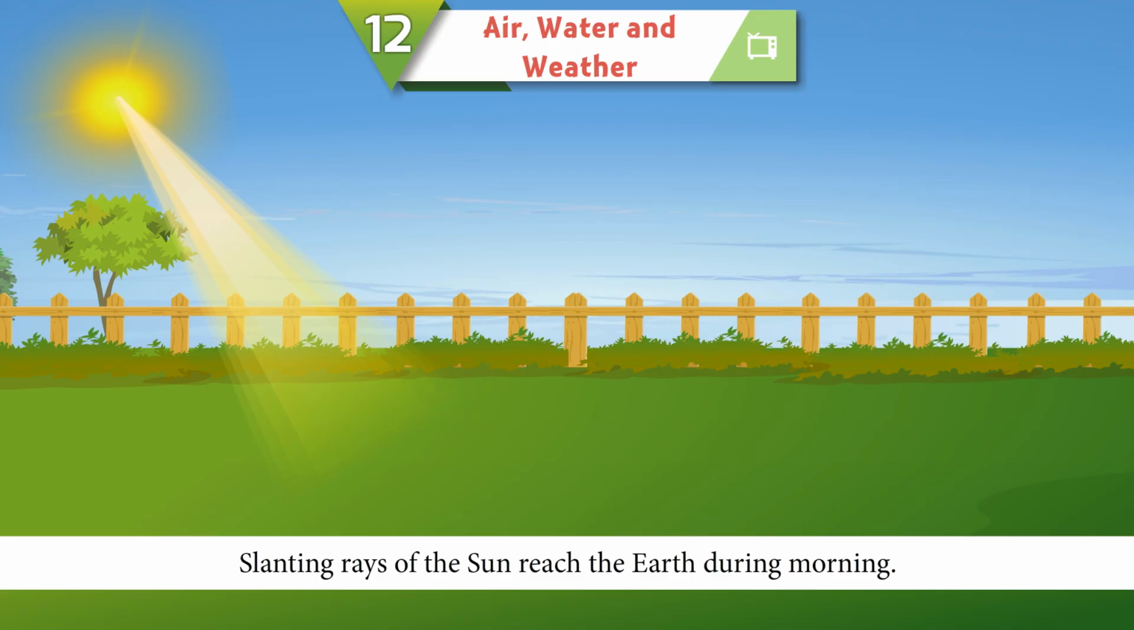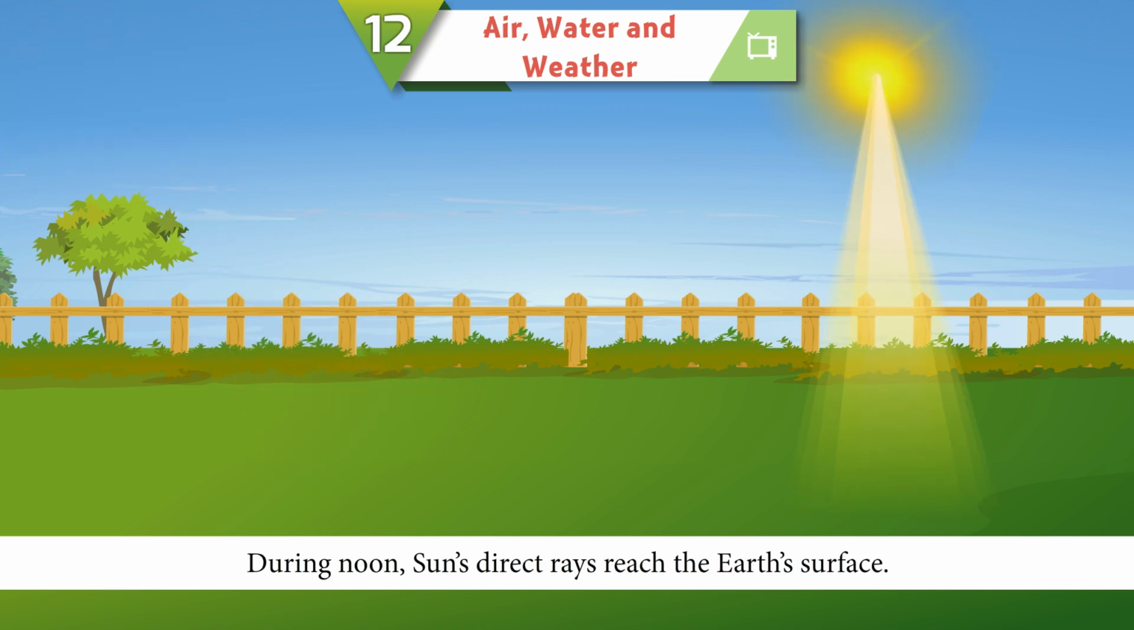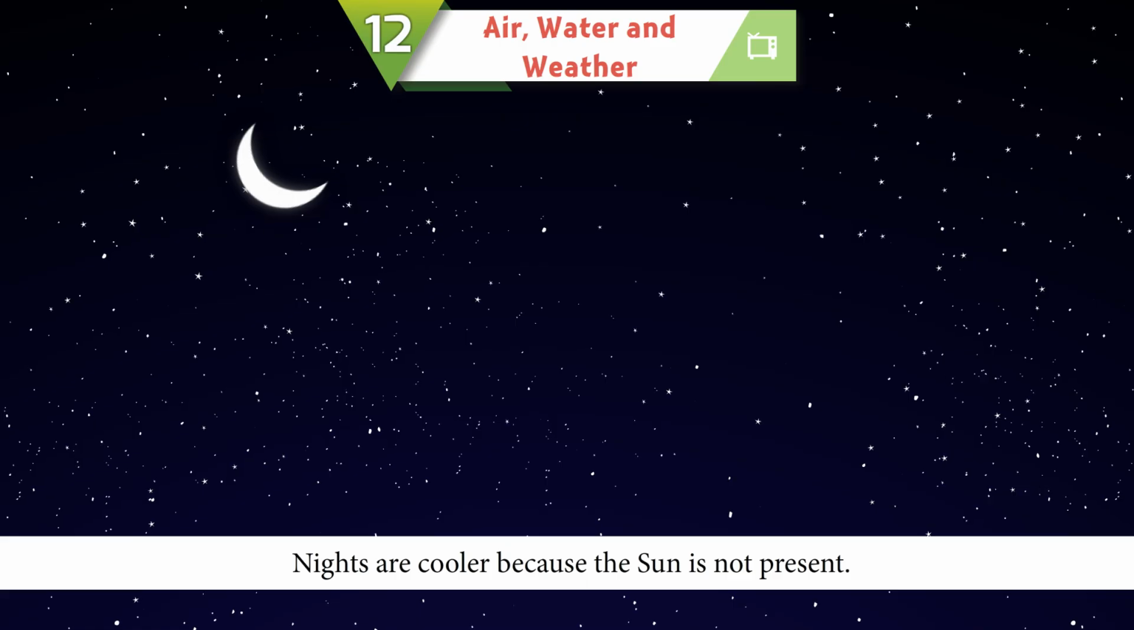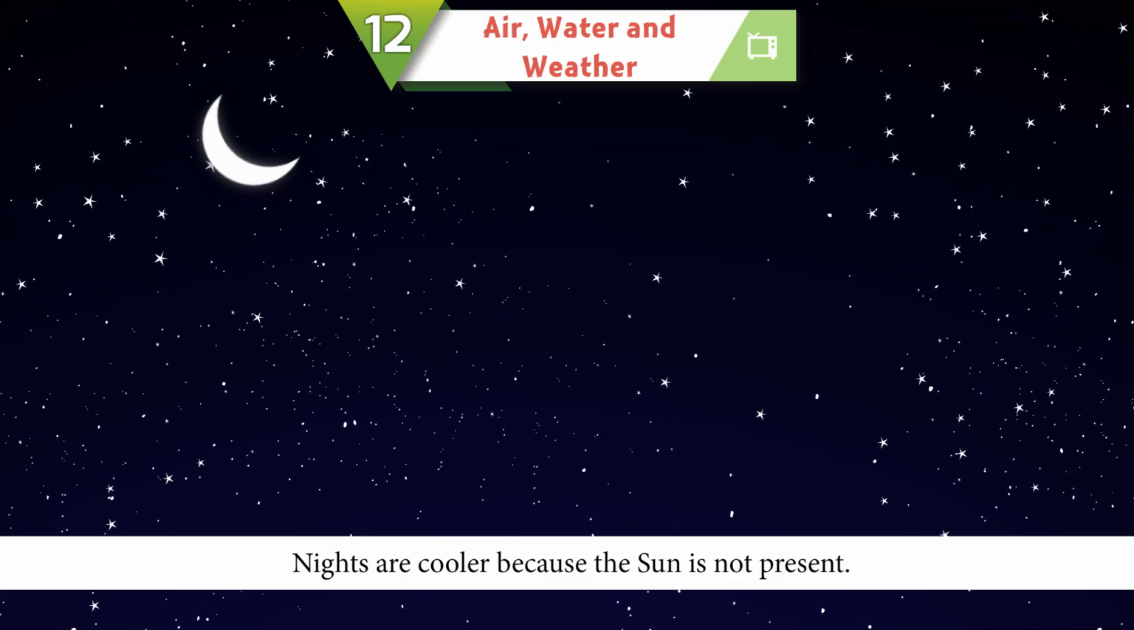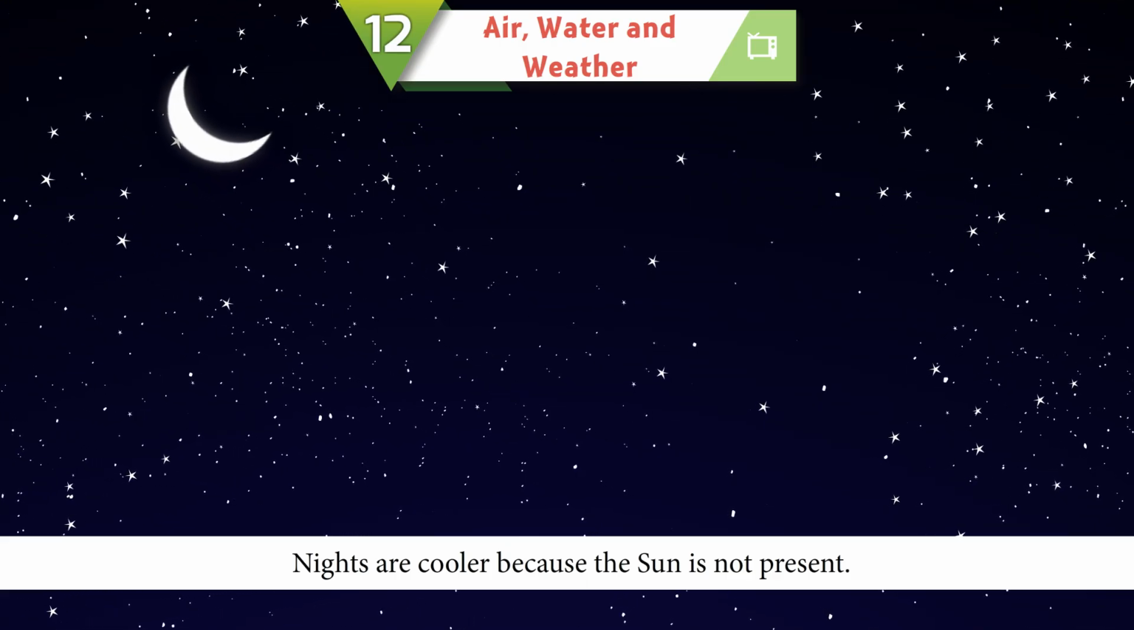Slanting rays of the sun reach the earth during morning. As a result, the temperature remains low. During noon, sun's direct rays reach the earth's surface. That is why noon is the hottest time of the day. Nights are cooler because the sun is not present.